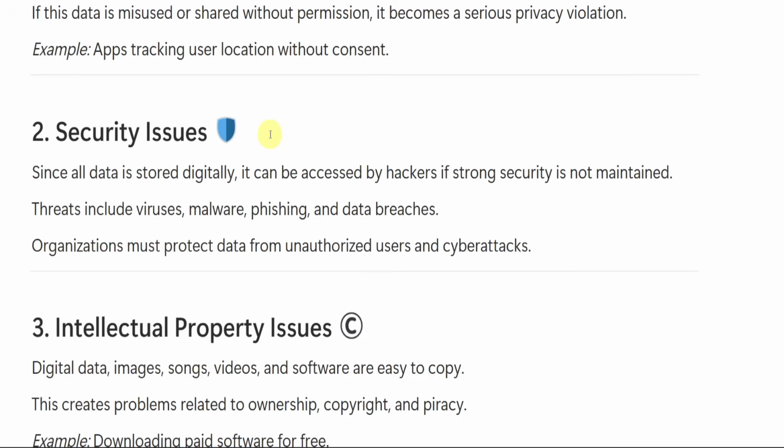Data can be stolen if not protected properly. Getting my point? If it is not protected properly, data can be stolen. That is why we use different passwords and different authentication, so that we keep our data secured.